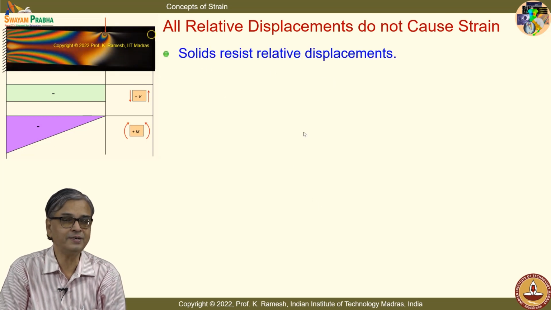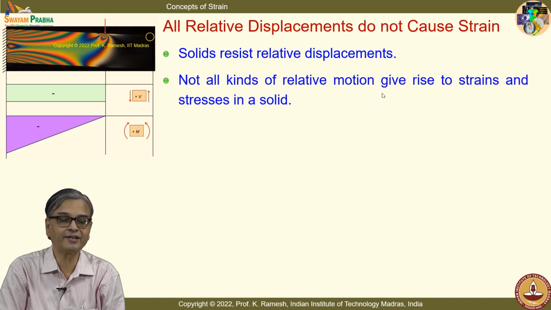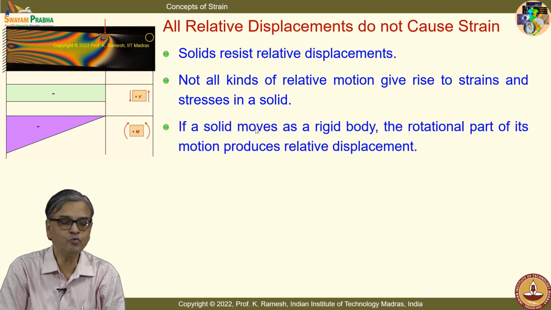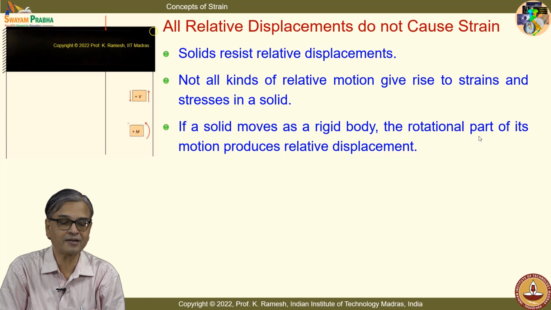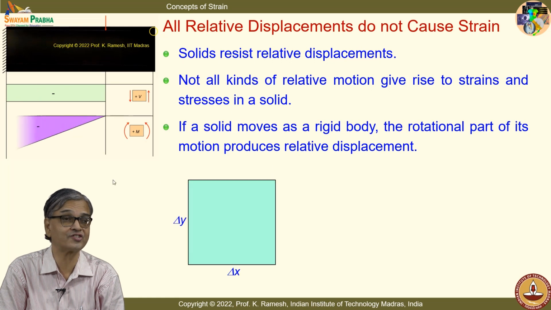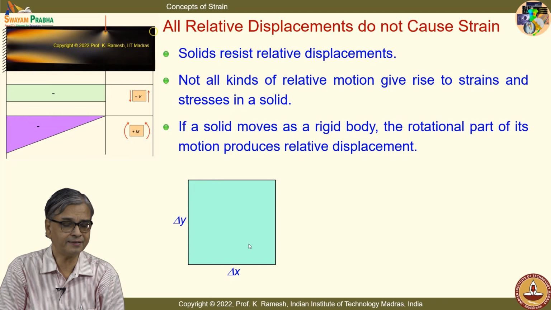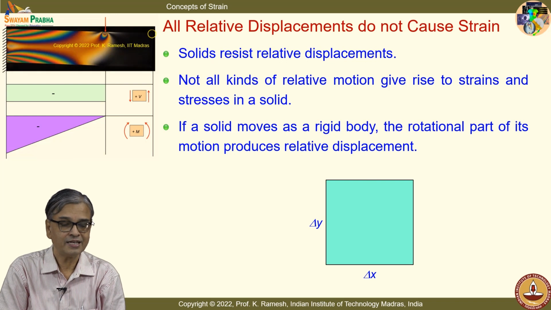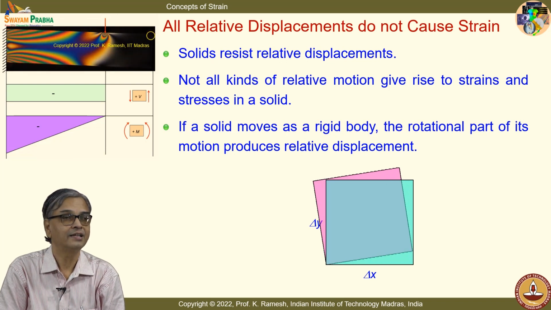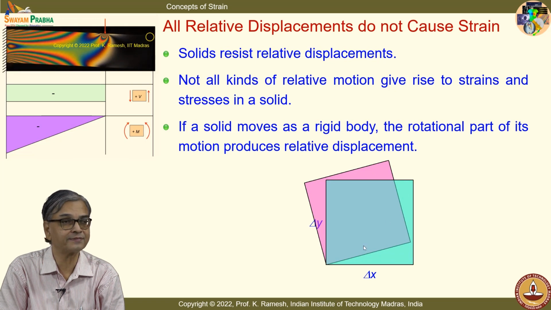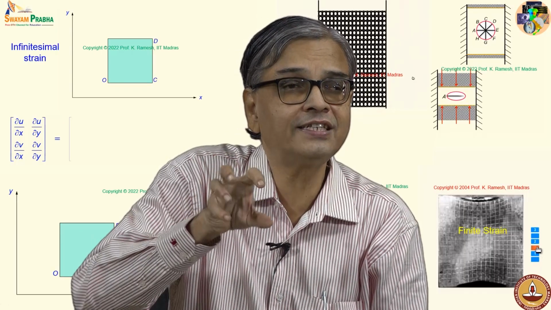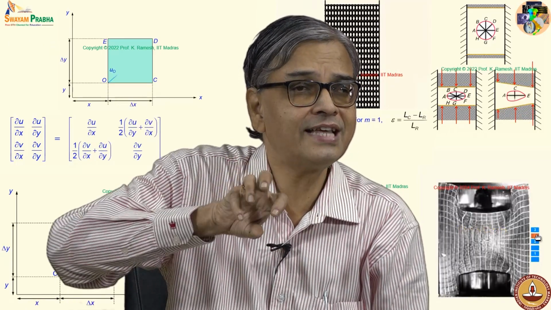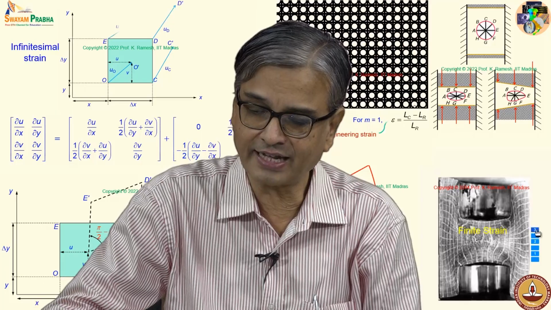And this is nicely summarized here. Solids resist relative displacements. Not all kinds of relative motion give rise to strains and stresses in a solid. If a solid moves as a rigid body, the rotational part of its motion produces relative displacement, but that does not cause a strain. I take the small element. When I have a translation, no problem. On the other hand, if I have a rotation, there is relative displacement, but this is a pure rotation about the z axis.